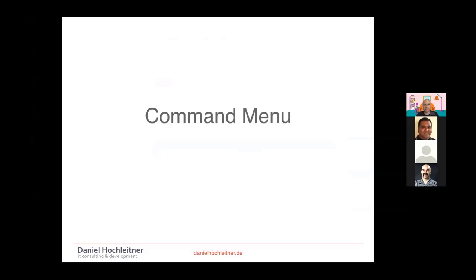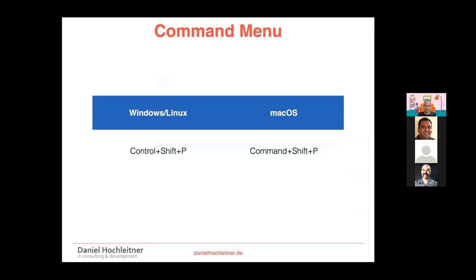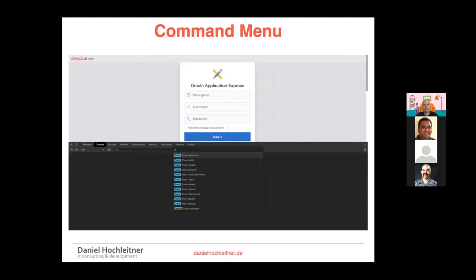So the first thing is the command menu. If you're familiar with Visual Studio Code, for example, it's pretty much the same. So it's a shortcut, Control-Shift-P, and you will get some command menu where you can just type in and execute commands, open panels and stuff like that. If you don't like to use your mouse, this is a nice way to jump between the different sections of the browser development tools.